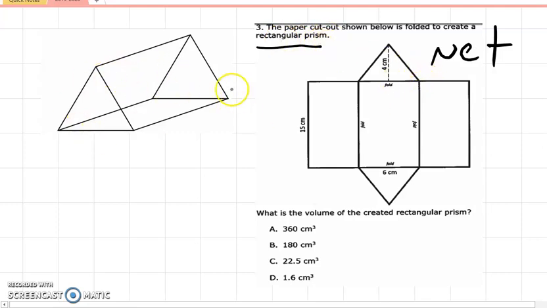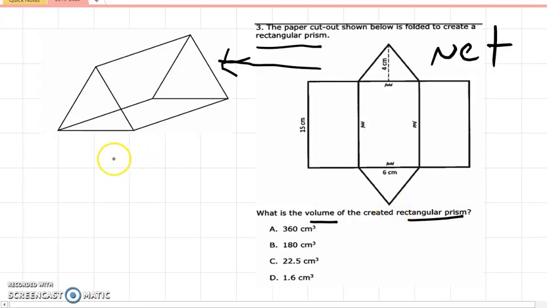This is how it looks once it's folded and connected. Once you fold it in, you'll see that you're making one of these. Remember, all of you should have this in your backpacks somewhere, that I gave you this notebook. And it wants you to find the volume of the rectangular prism.